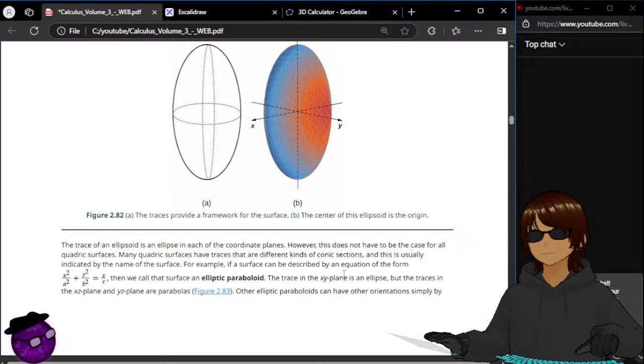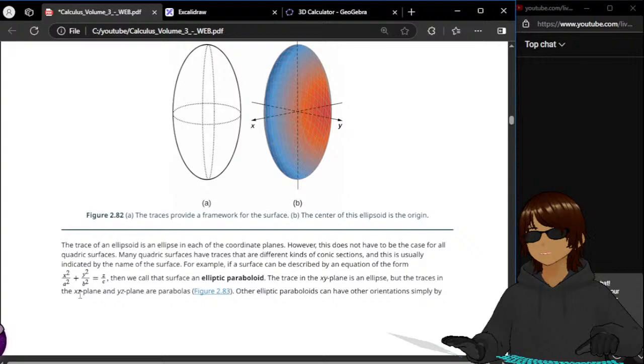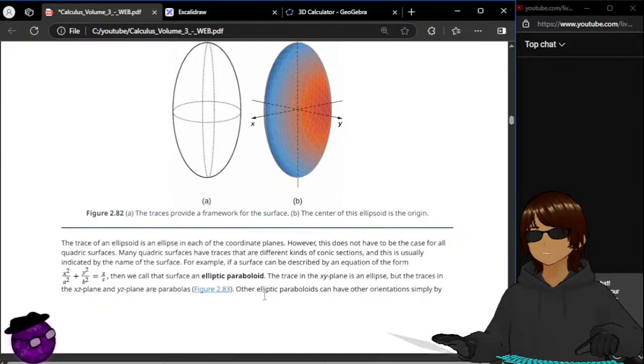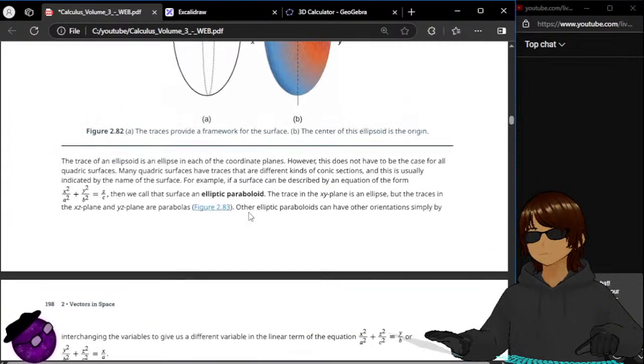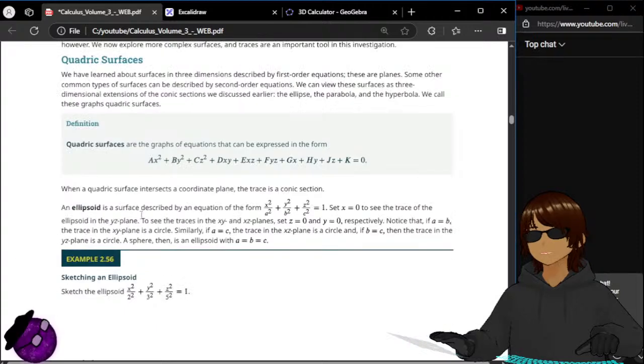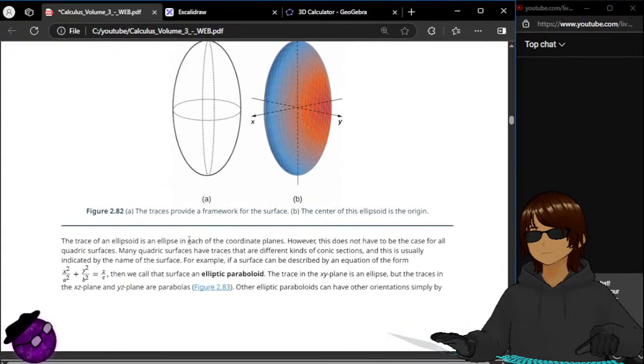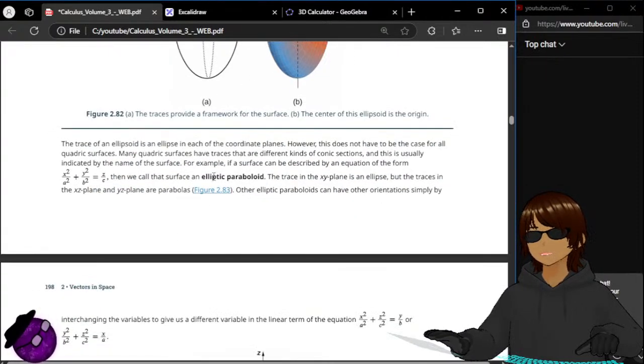The trace in the xy plane is an ellipse, but the traces in the xz plane and yz plane are parabolas. So cutting from here, you see an ellipse. Cutting from the side, we would see a parabola. So if it's a circle, it's an ellipsoid. If it's a parabola, an elliptic paraboloid.